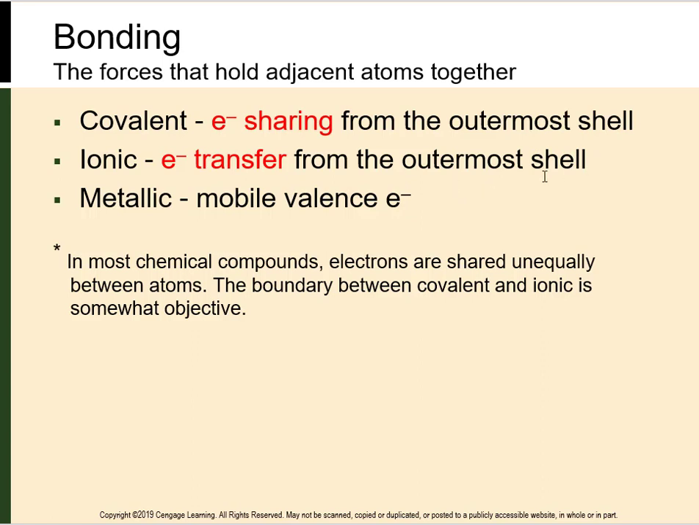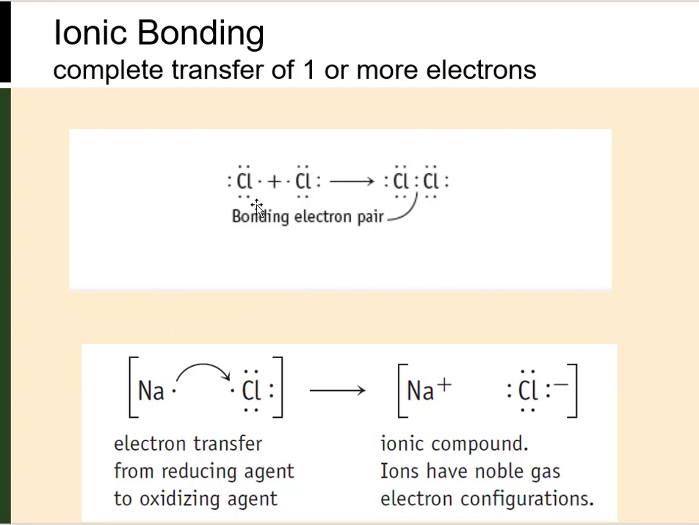The outermost shell holds the valence electrons. So two chlorine atoms, for example, share a pair of electrons. We have chlorine, whose outermost shell has seven electrons: 1, 2, 3, 4, 5, 6, 7. And we see that they share that 1 and 1 to make 2. So we have an electron pair here that's shared.